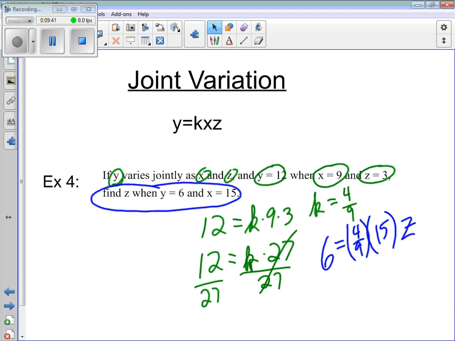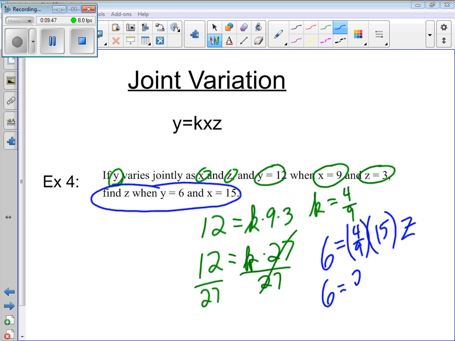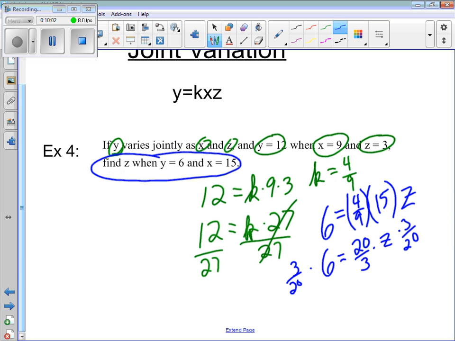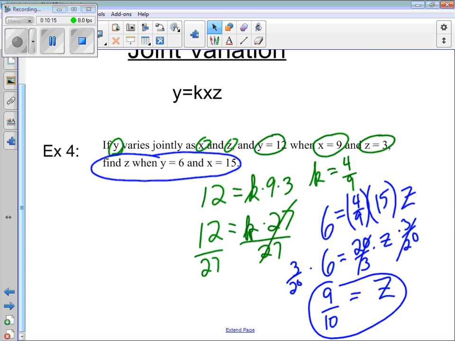Alright, so we get 6 equals 20/3 times Z. And you can either divide by 20/3 or multiply by the reciprocal. I haven't seen that in a while. Multiply by the reciprocal, 3 over 20, which, multiply this out, these will cancel, simplify, and this simplifies to 9/10. So the Z in this case will be 9/10. Joint variation, just another equation. Use it just like inverse or direct.